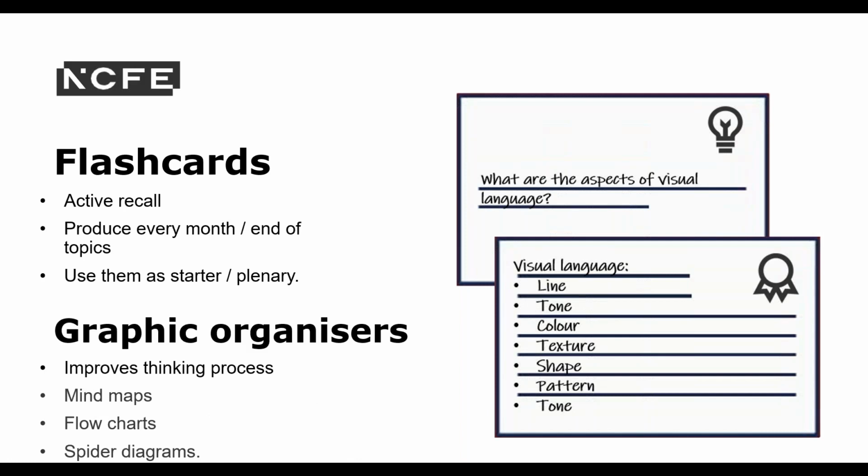Graphic organisers help us to consciously improve our thinking process. They assist us in organising our thoughts, create connections, think more deeply, and help us visualise processes and procedures. By using a graphic organiser, we can more effectively think about our thinking. Examples of graphic organisers could include mind maps, flowcharts, and spider diagrams. For example, a mind map could be created for the art and design on the aspects of visual language.